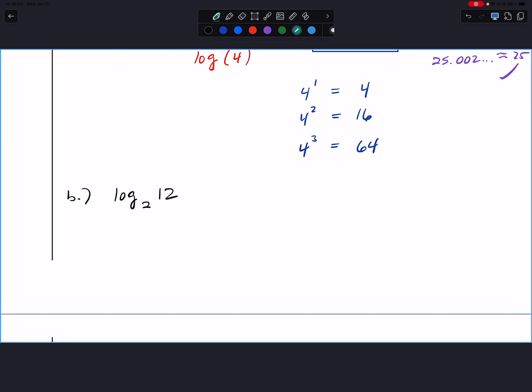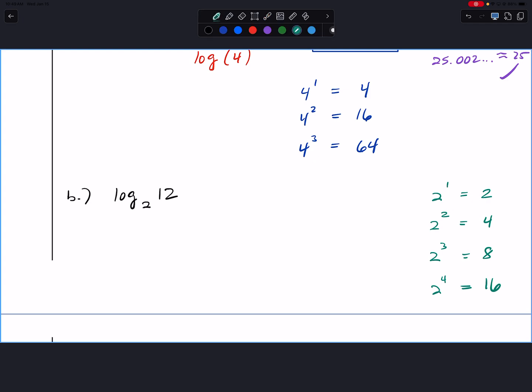So I want to make sure you guys understand this. Before we actually plug it in, think about it. What's 2 to the first? 2. What's 2 squared? What's 2 cubed? What's 2 to the fourth? 16. So do you guys agree that 12 is between these two numbers, right? So does that make sense that our answer we're looking for should be between these two numbers? Okay, so let's see if it's right.